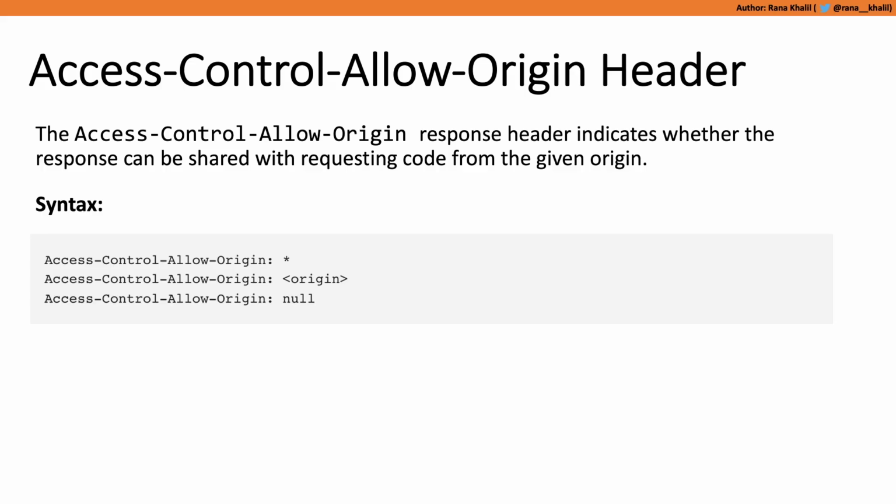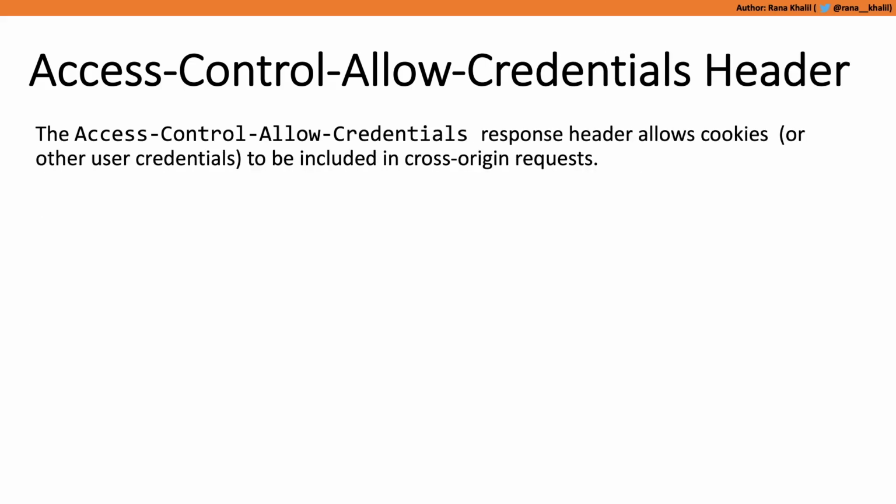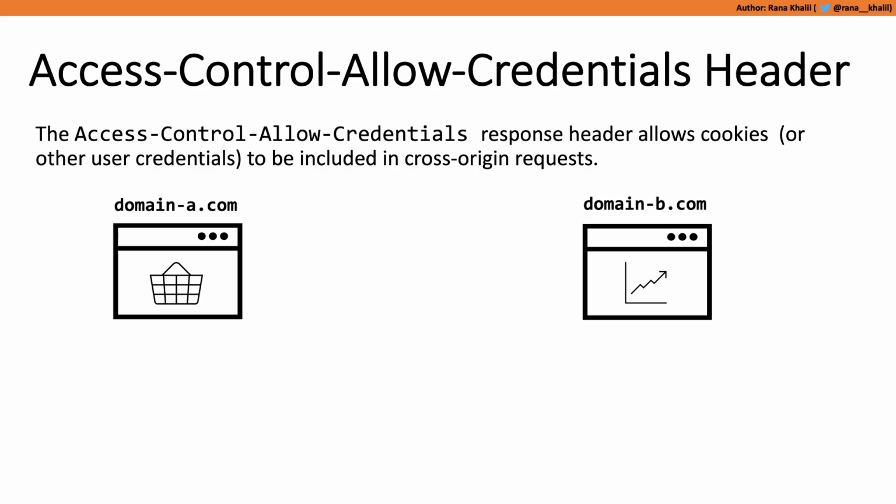Now it's important to understand that the access control allow origin header allows you to only access public pages in the application. In order to access authenticated pages, you need to use another header called the access control allow credentials header. So the access control allow credentials response header allows credentials such as cookies or authorization headers or TLS client certificates to be included in cross-origin requests. And again, to properly understand that, let's take an example.